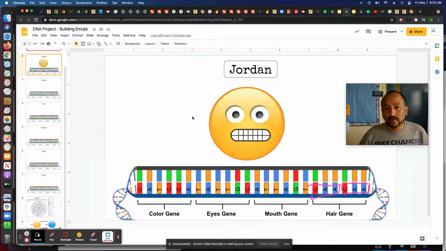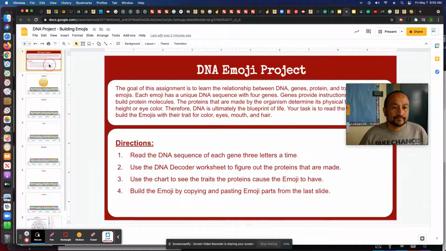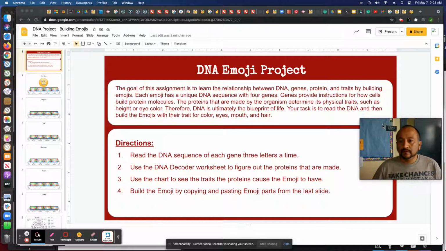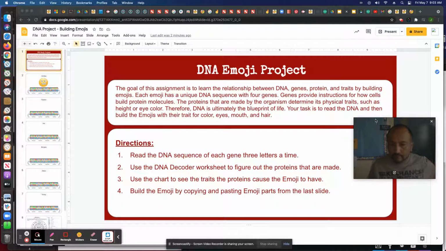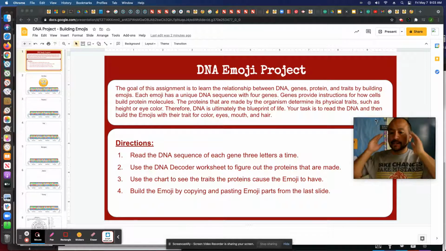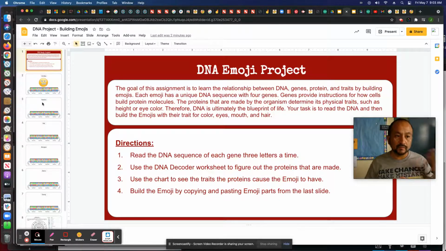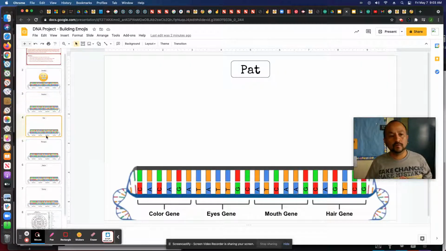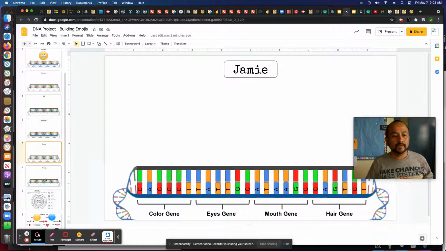And that is how you read the DNA and then build the emojis with their trait for color, for their eyes, for their mouth, and for their hair. Okay, and hopefully you're able to do the rest of these on your own. You will be building an emoji for Peyton, for Pat, for Morgan, for Jamie, and for Corey. And if you need any help, of course, you can always reach out to me. And this is a video, so you can always rewind and pause.